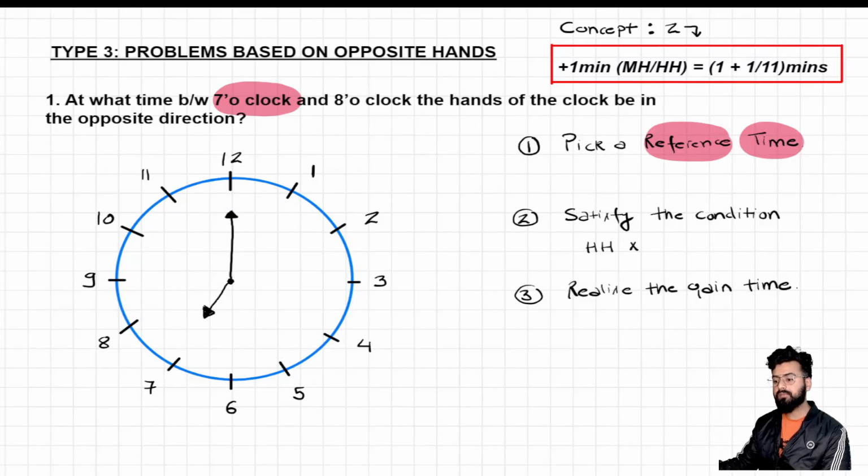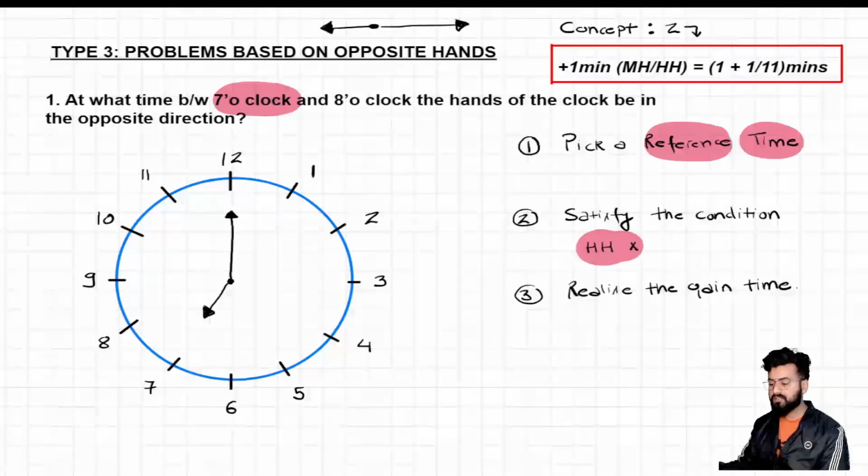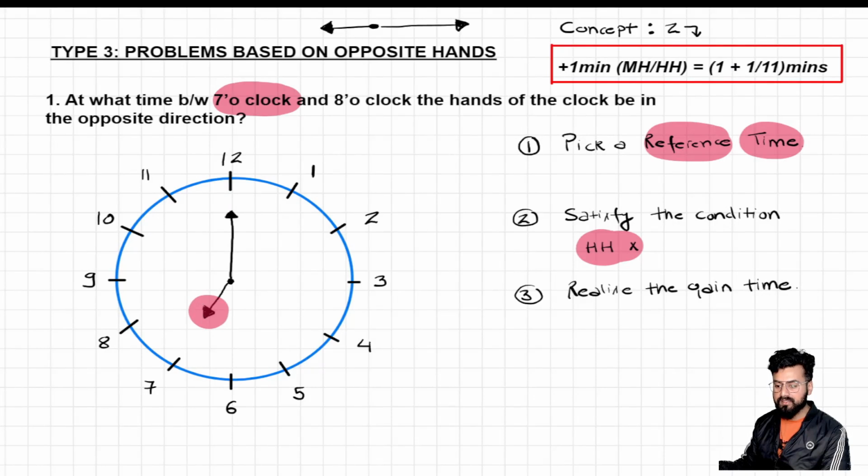Now, the second step is that we have to satisfy the condition. What condition? That the two hands should be facing in opposite direction. It means if one hand is facing in this particular direction, the other hand should be pointing in this particular direction. And then I would say, okay, the condition is satisfied. Now, to make the condition true, I'll go with an assumption that our hour hand is stationary. Now, guys, if our hour hand is stationary, can you tell me the position of minute hand? Where should minute hand be in order to satisfy the condition?